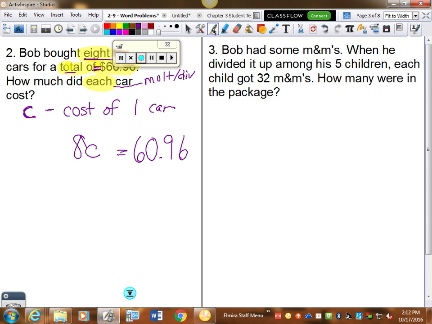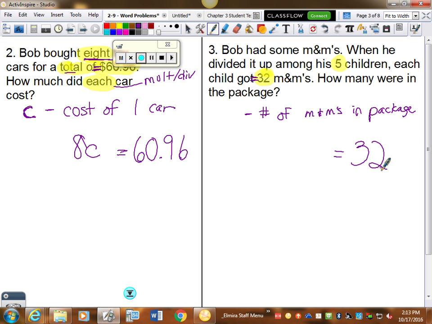Bob had some M&Ms. When he divided it up amongst his 5 children, each child got 32 M&Ms. How many were in the package? So what are we trying to figure out? We're trying to figure out the number of M&Ms in the package. Okay, so now we've got the number 5 and the number 32, and we're going to figure out which one of those seems like the equal. Well, I'm thinking that the result is that each child got 32. So that gets an equal sign.